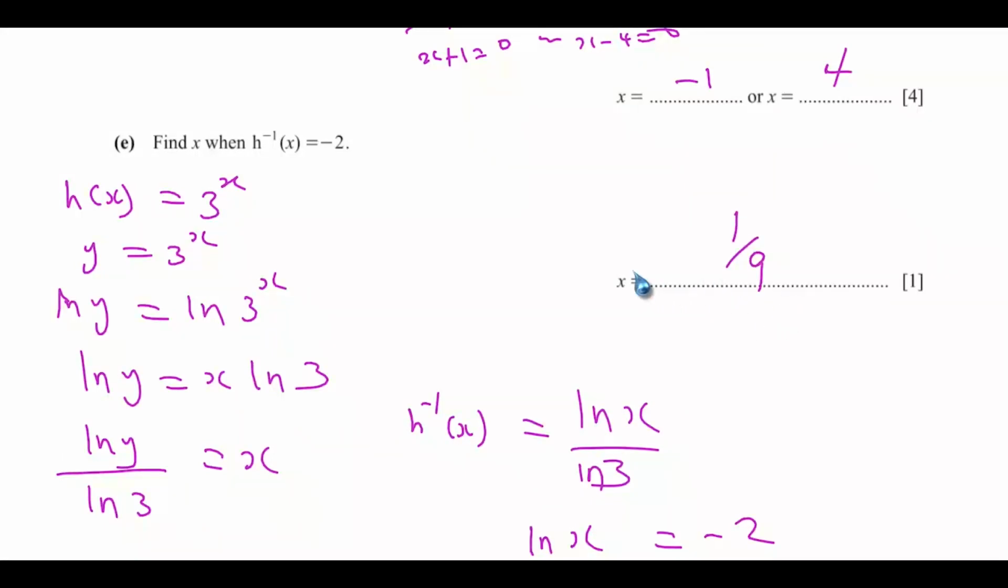So this is the end of the solution to all IGCSE function questions in 2019. So watch out for part 3.